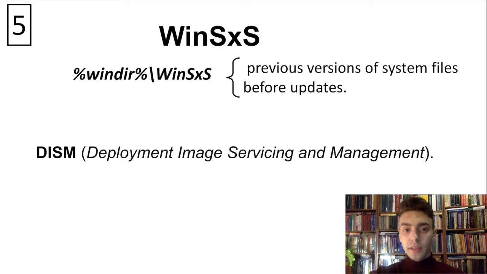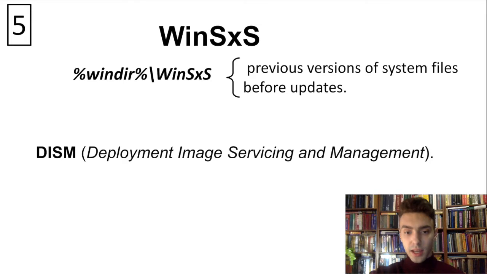WinSxS contains previous versions of system files before updates and more. After some time, the WinSxS directory can consume large space, several gigabytes, and the size of the directory grows with every Windows update installed. In reality, this directory consumes much less space than it appears. Many files in the Windows directory are hard linked to files in the WinSxS directory. Therefore, this directory cannot be cleaned in the usual way without breaking OS integrity.